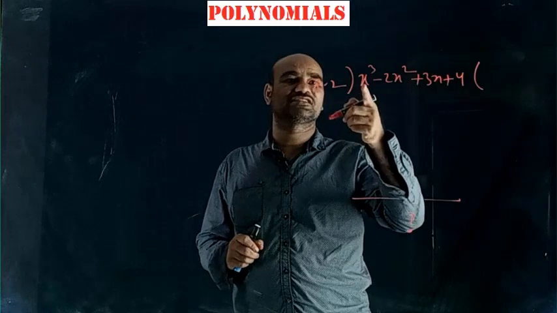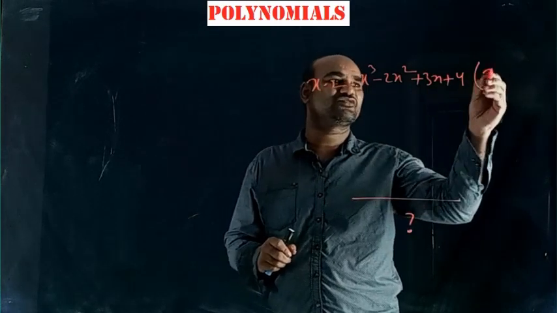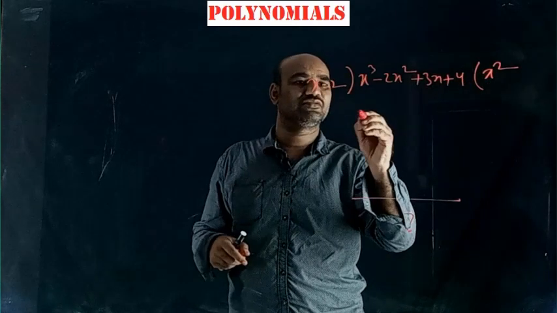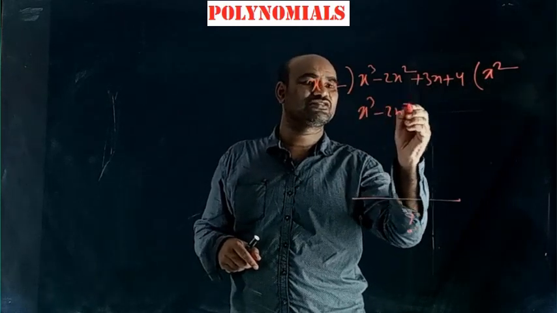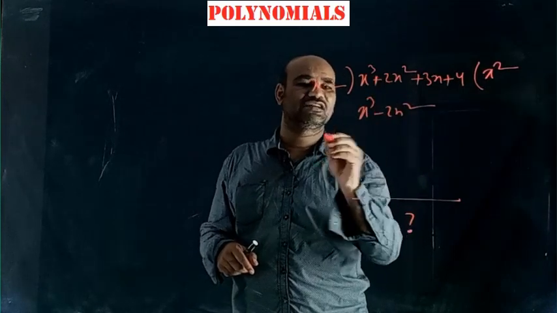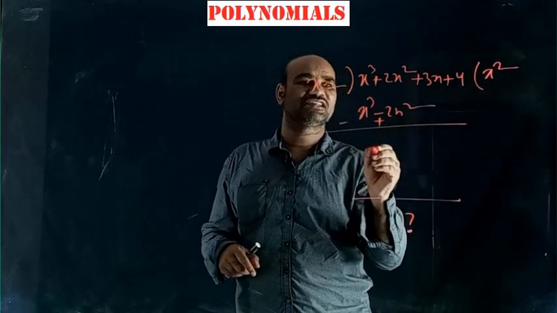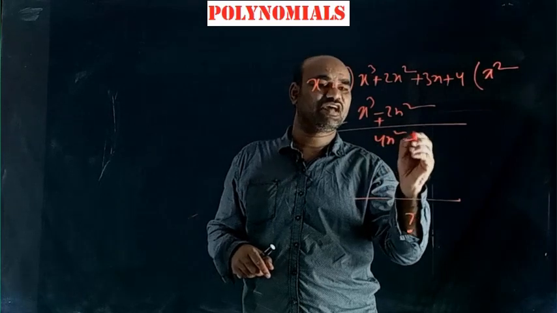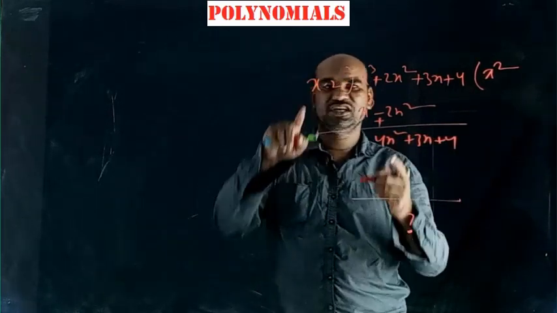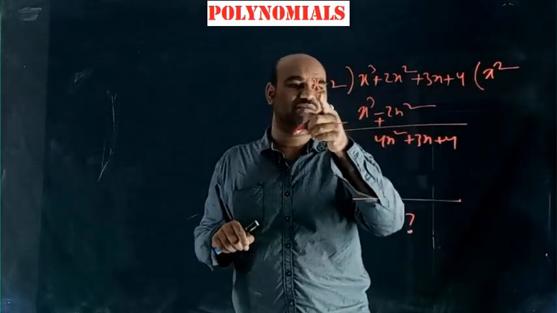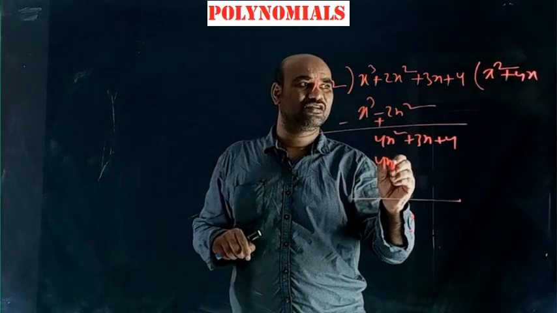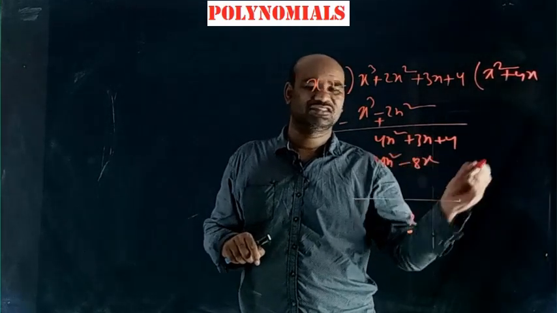First step: x cube divided by x gives x square, the first term of the quotient. X square multiplied by x minus 2 gives x cube minus 2x square. I will take the signs here as plus, so this is minus, this is plus. Now this becomes 4x square plus 3x plus 4. This is second degree, so the division is not completed. 4x square divided by x gives plus 4x, the next term of the quotient. 4x times x minus 2 gives 4x square minus 8x.